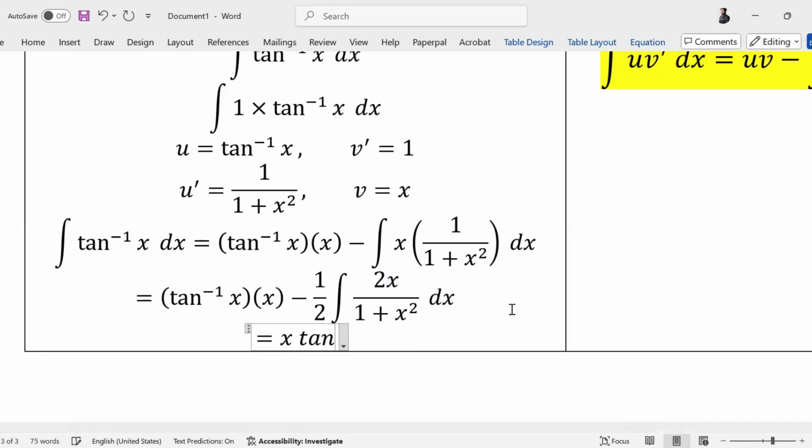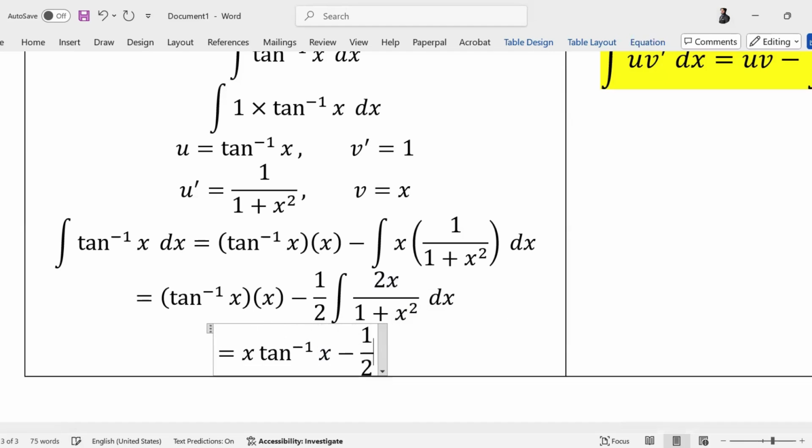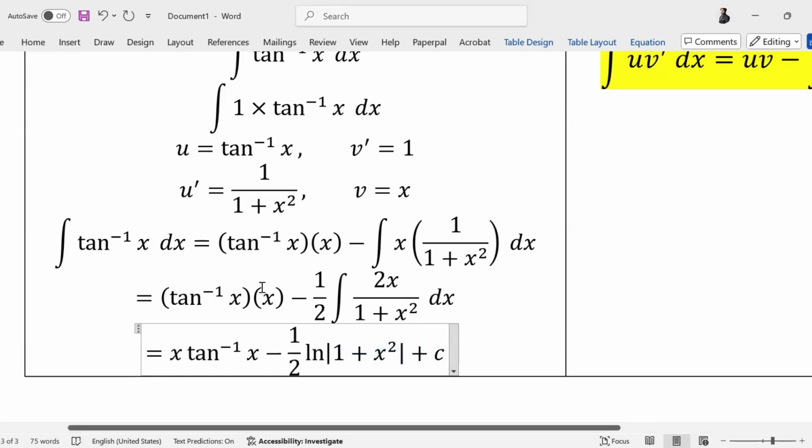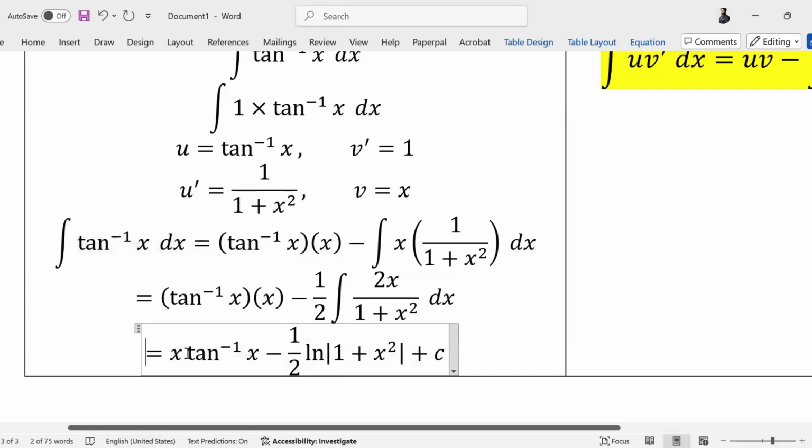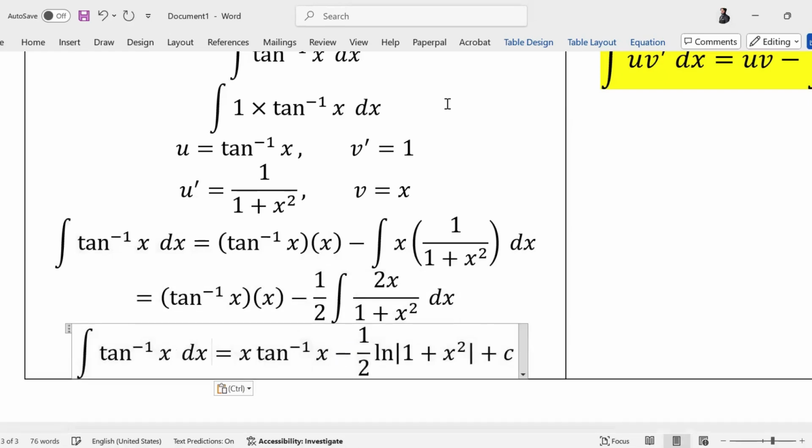This will be x tan inverse of x minus half of ln 1 plus x square plus c. So if you ever want to integrate tan inverse of x, this is what you will end up at.